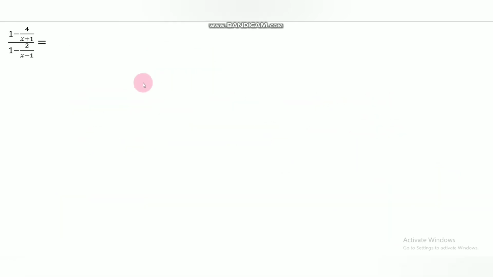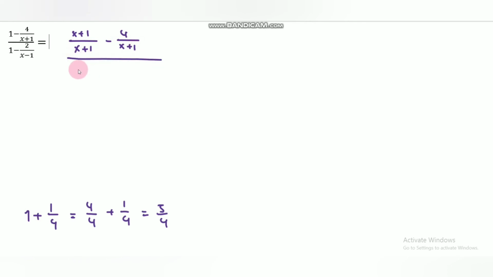Well, of course, you notice that you have other options for how to solve this one. Since you know that 1 plus 1 over 4, for example, you can solve it by converting 1 into 4 over 4 plus 1 over 4. So you have two fractions with the same denominator. It is 5 over 4, right? So with the same concept, we try to convert 1 into x plus 1 over x plus 1 minus 4 over x plus 1 over this one. I use x minus 1 over x minus 1 minus 2 over x minus 1.